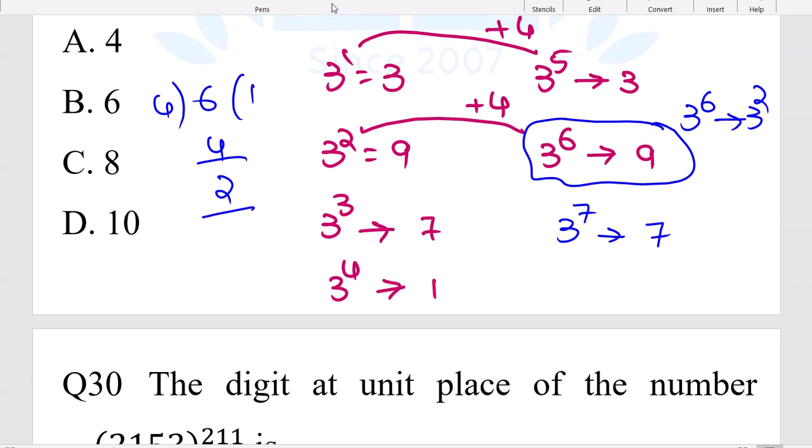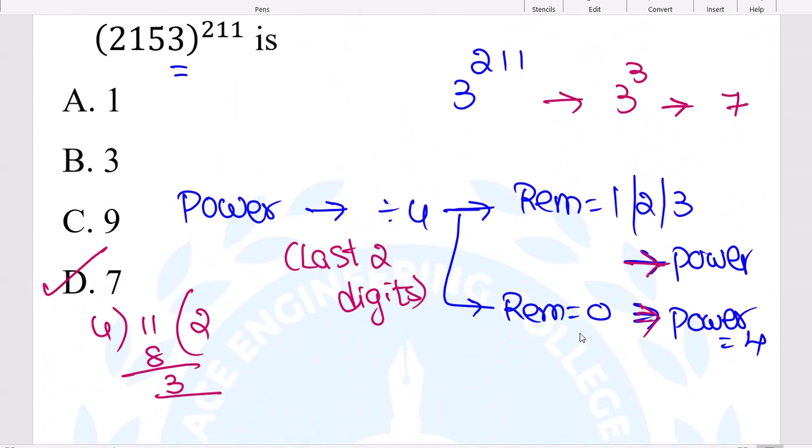Sir, for remainder 0, why are you asking us to put the power equal to 4? See, any number when you divide by 4, what is the possibility for remainders? 0, 1, 2, 3. Remainder 1 means I will write 3 power 1, remainder 2 means 3 square, remainder 3 means 3 cube. Then when will I write 3 power 4? When any number is divided by 4, you don't get remainder 4. When remainder is 0, put it as 3 power 4.